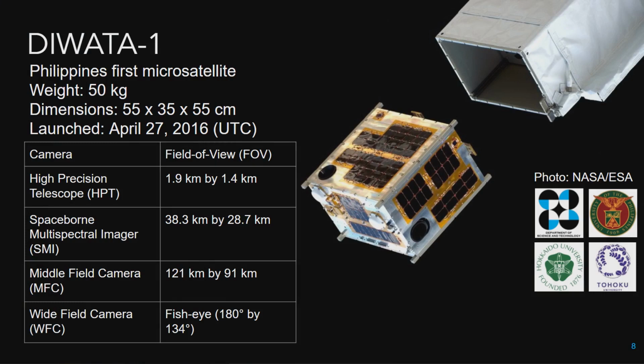Diwata-1 is the Philippines' first microsatellite and was launched from the ISS on April 27, 2016, in collaboration with the Department of Science and Technology, the University of the Philippines, Hokkaido University, and Tohoku University. It carried 4 optical payloads with varying fields of view and resolution.